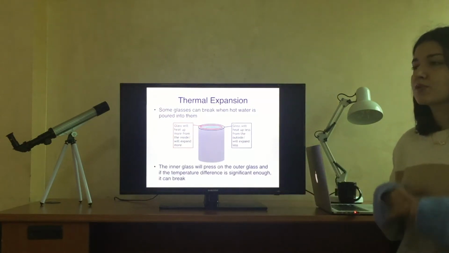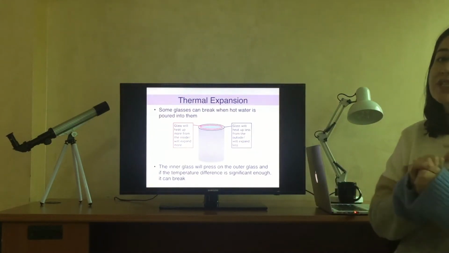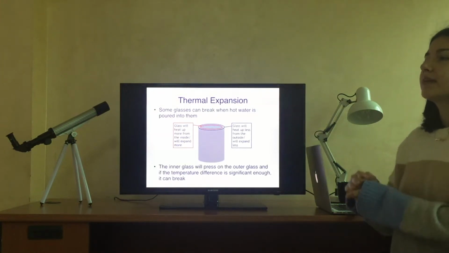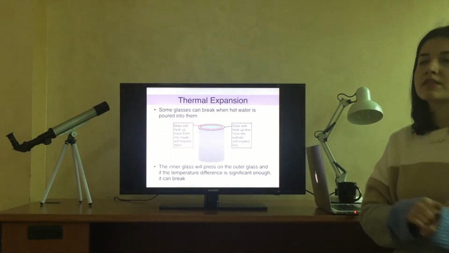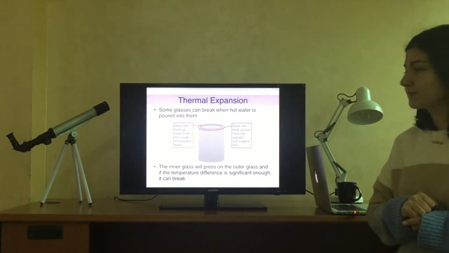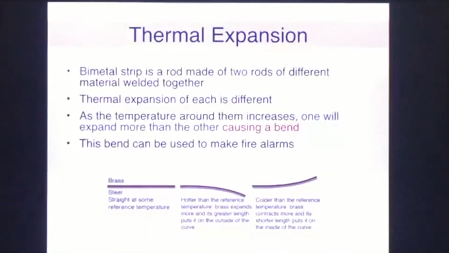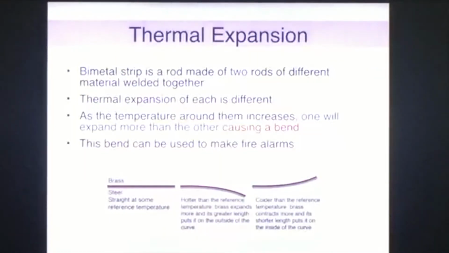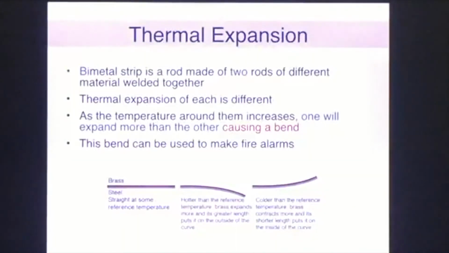So if the glass was really, really cold before you poured in the really boiling hot water, then it's more likely to break than if it was at room temperature and the water that you're adding is not as hot as 100 Celsius. Right, now one good use of thermal expansion is what is called a bimetal strip.